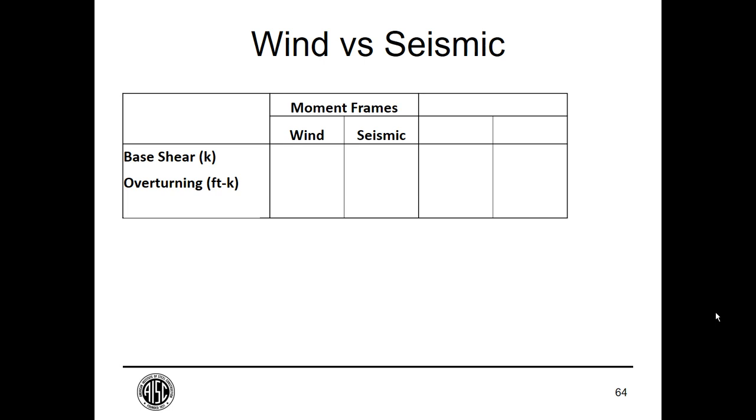I'm going to do the comparison both in the moment frame direction and the braced frame direction. We have a different base shear for both the moment frame and braced frame, and that's for seismic as well as wind. We have different base shears because we have different systems in seismic, and we have different base shears because we have different exposed area in wind, and we may even have different loading as well. So here are the base shears for wind and seismic. Seismic has much greater base shear and much greater overturning than wind, and that's true for both the braced frames and the moment frames.